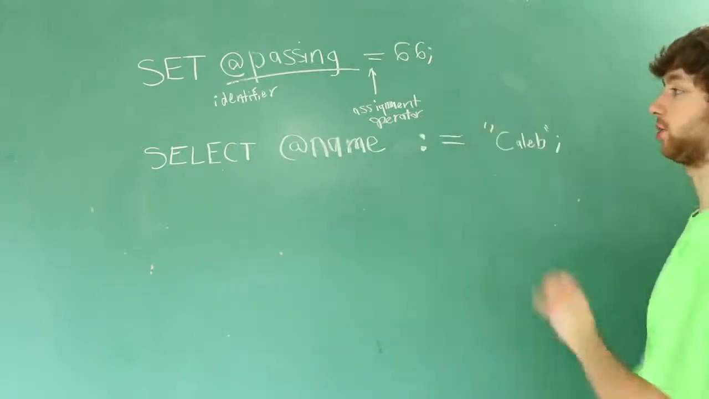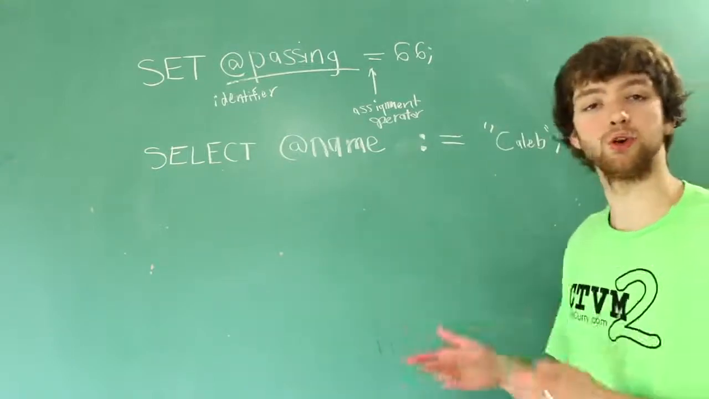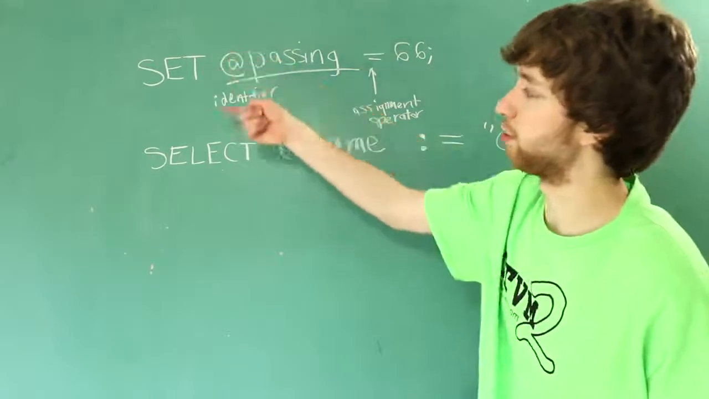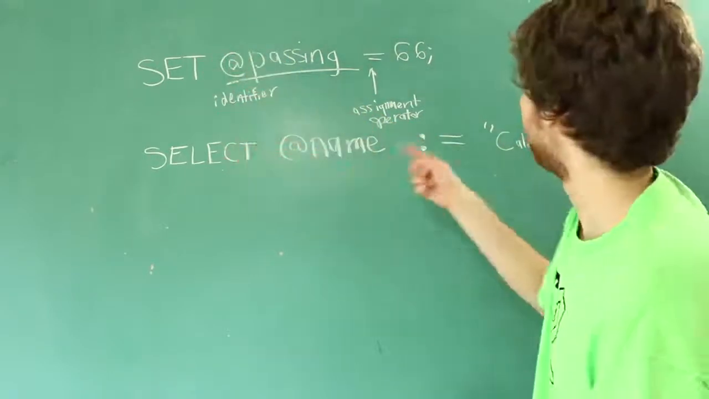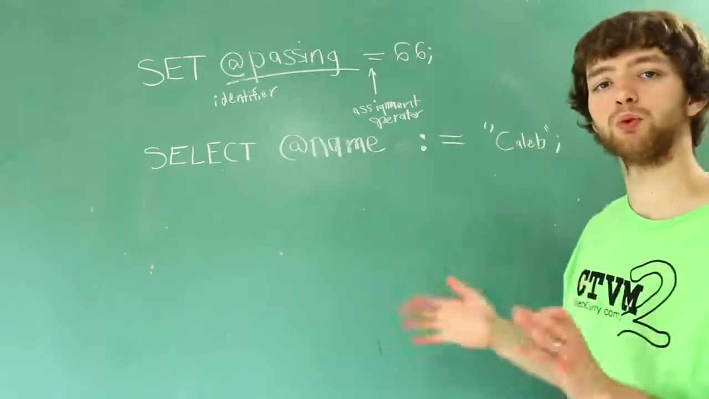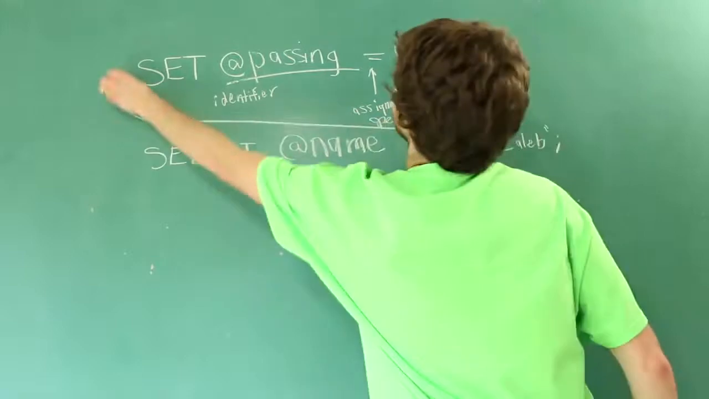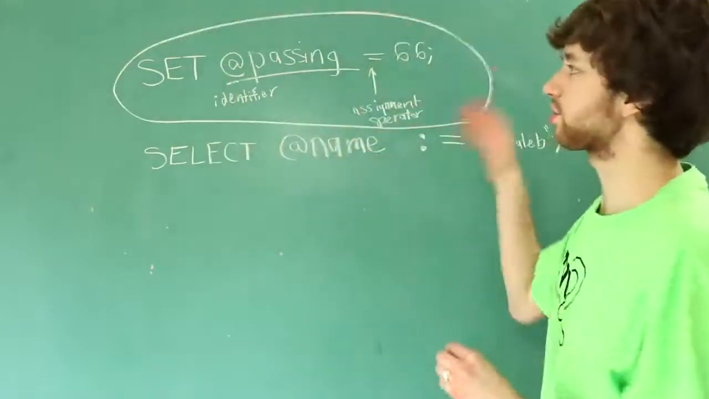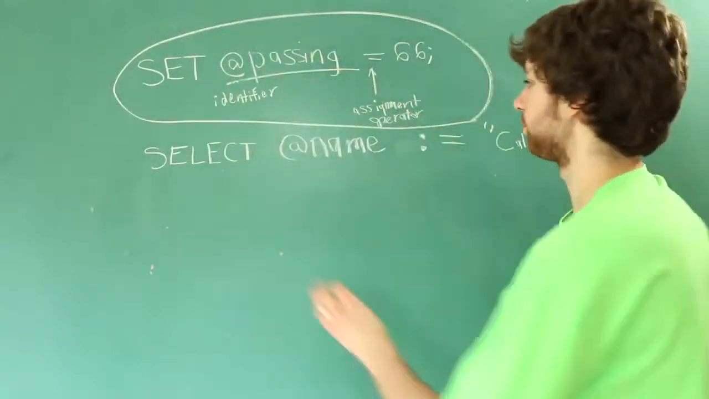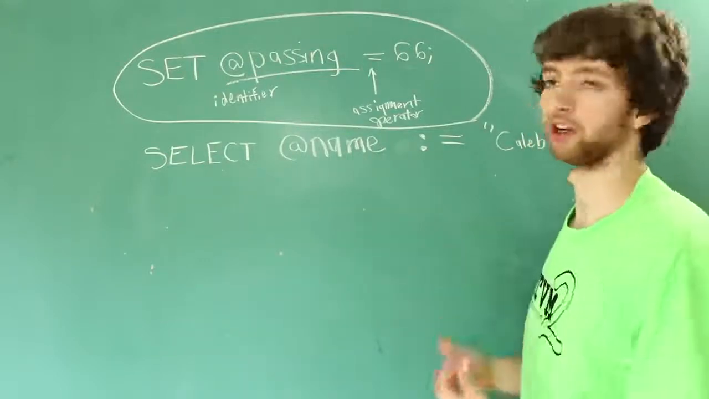You can also see here you can use different data types with your variables. So to summarize, the only two differences is this change in keyword from set to select, and then this change in the assignment operator to a colon equals. But what's the main difference here? Well, this one up here is just going to create the variable. But this one is going to actually return that value of whatever that variable is.